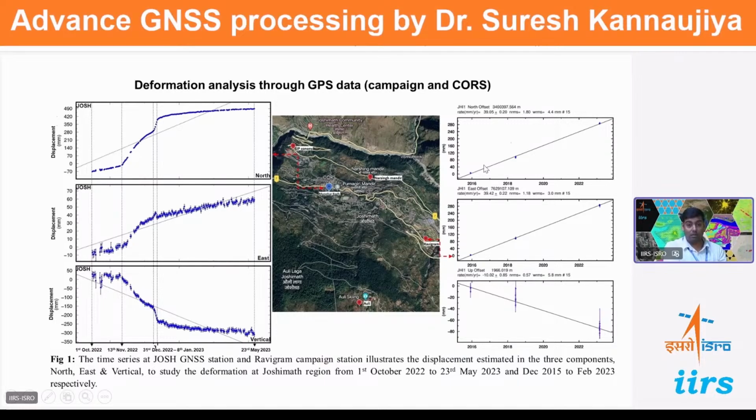And this is the campaign data. The campaign data we have installed, and we are monitoring since 2015. So it has also recorded this land deformation, and it is not showing whether it is linear or non-linear, but we have confirmed it by the velocity estimate. So here the velocity is high. This velocity cannot be due to the tectonic activity, and that's why this is due to deep-seated landslide movement activity only.